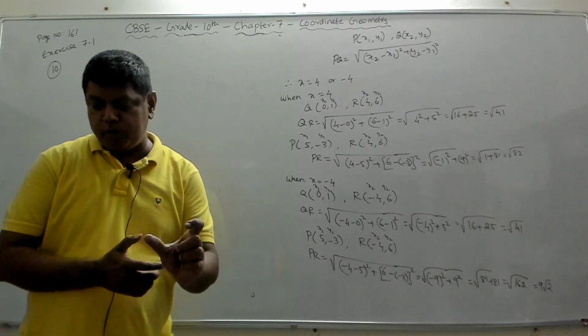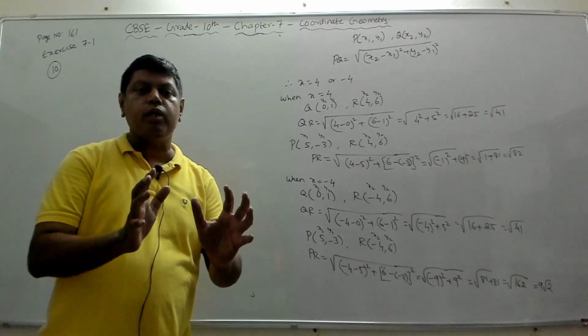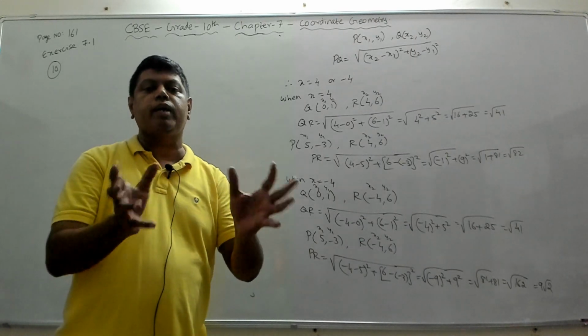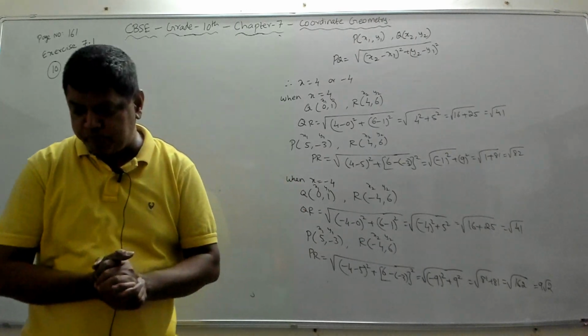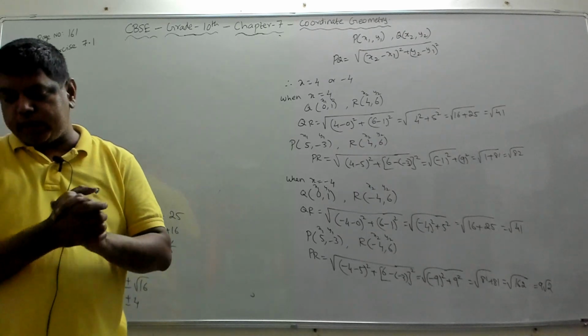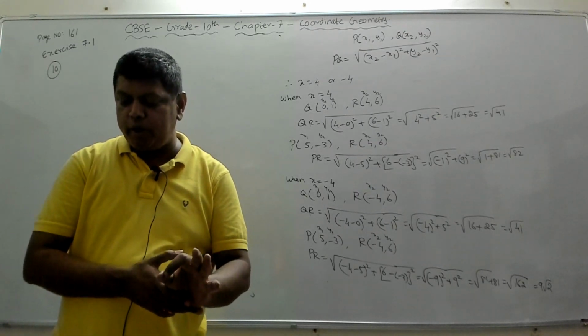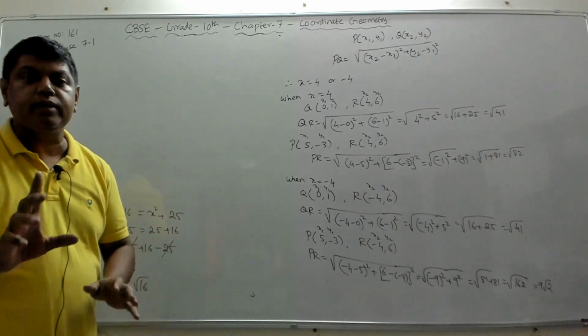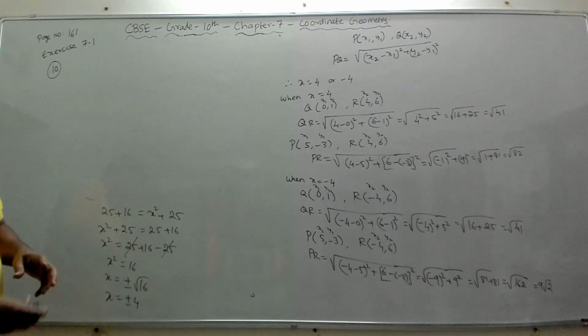Find the relation between x and y, which means we need to find an equation involving x and y such that the point (x, y) is equidistant from the points (3, 6) and (-3, 4). That is the question. So, 10th question.